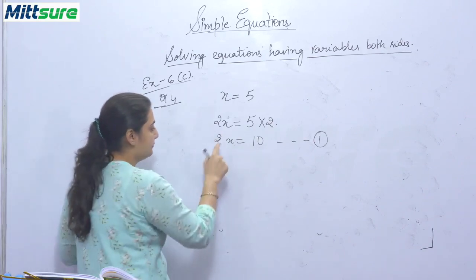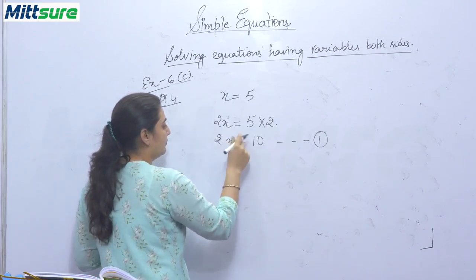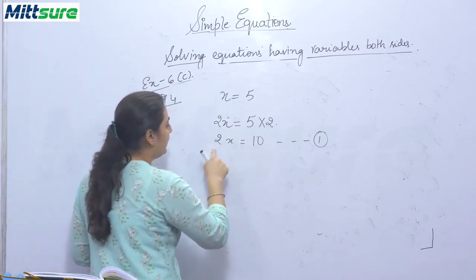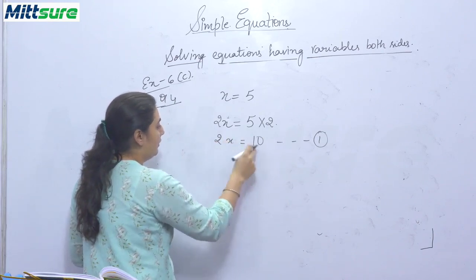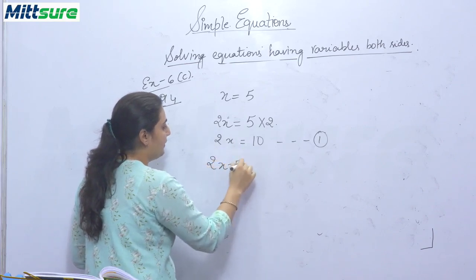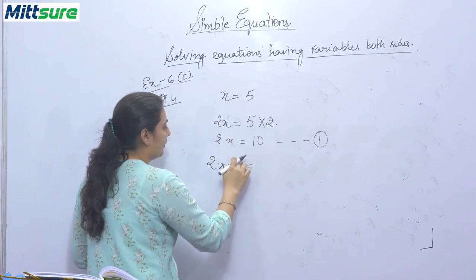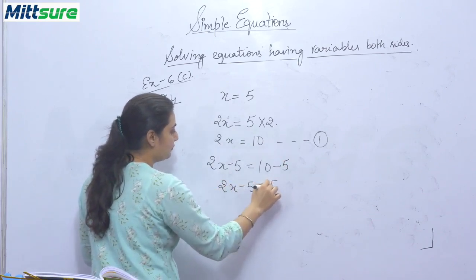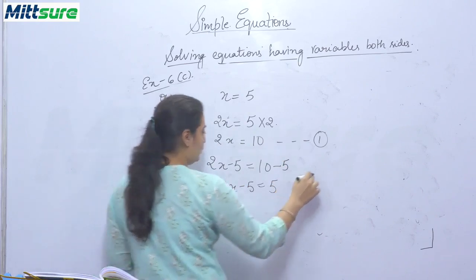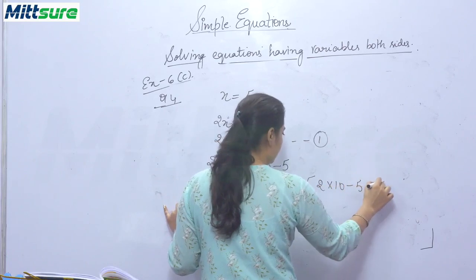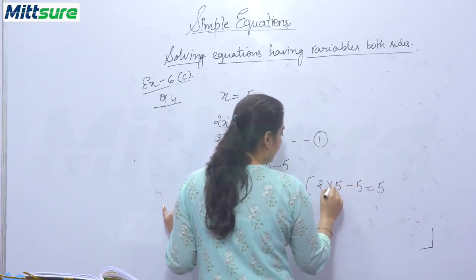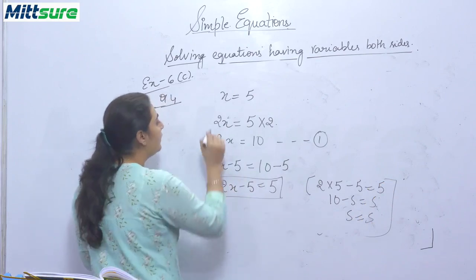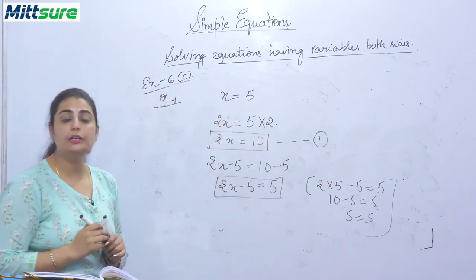Now, if I subtract a number, let's say 5, from both sides: 2x minus 5 equals 10 minus 5, right? Now, 2x minus 5 equals 5. Now here, if I put the value of x, let's check. 2 into 5, sorry, 10 minus 5 is equal to 5. So, 5 is equal to 5. So, hence, this can also be a possible equation after the first equation. So, I have framed two equations.